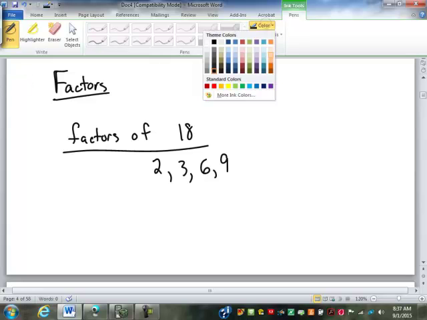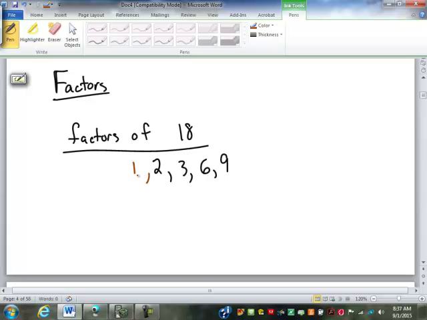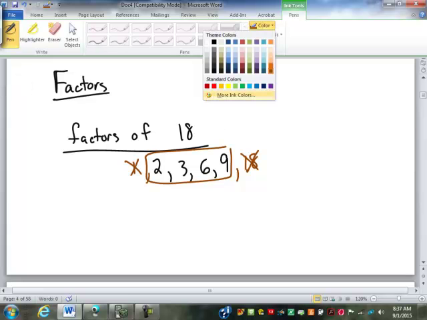Now, in some cases, they would list 1 and 18 as factors. But we don't include those just because they're not really factors. Dividing by 1 we don't consider to be a factor of a number for most purposes. So 2, 3, 6, and 9 are the factors of 18.